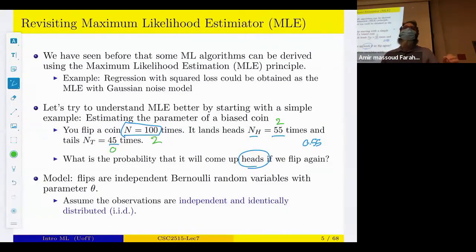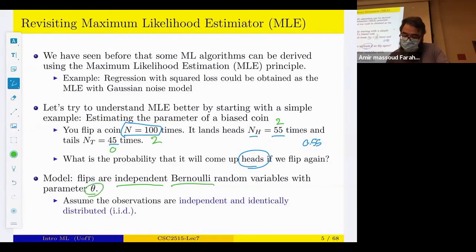So here what we do is define a probabilistic model for the result of flipping a coin. We model it as a Bernoulli random variable, whose output is either 0 or 1. And we assume that flips are independent. So this flip and the next flip, their results depend on the model of the coin, but they don't affect each other.